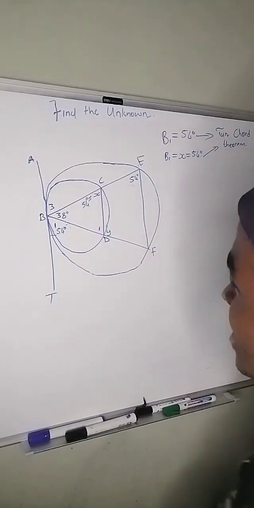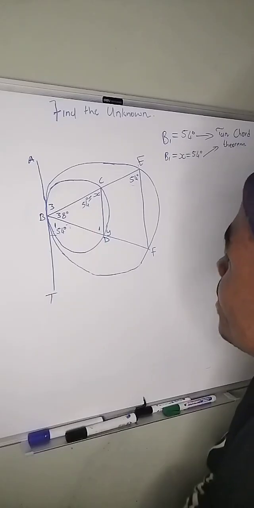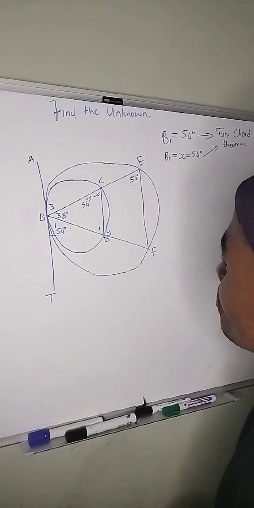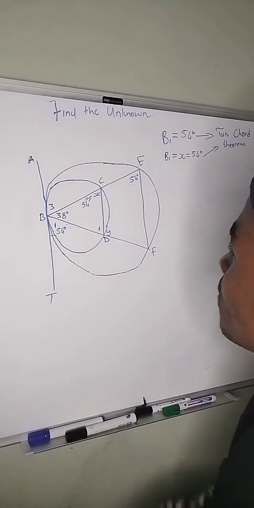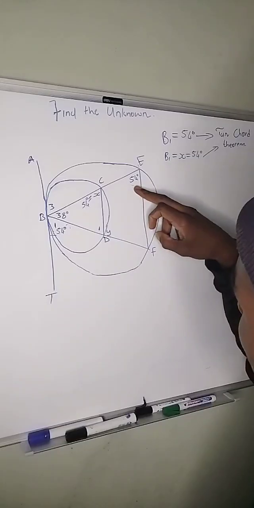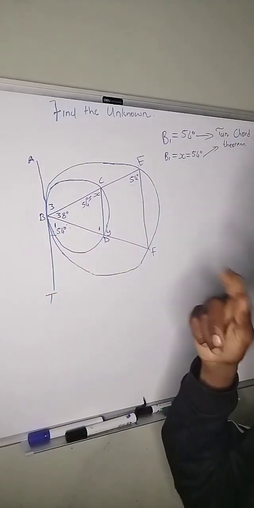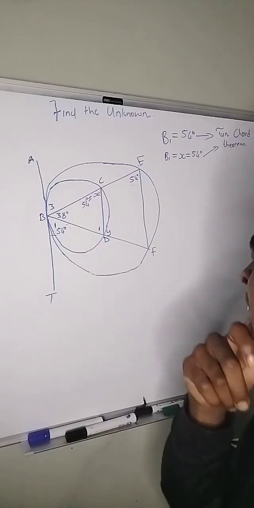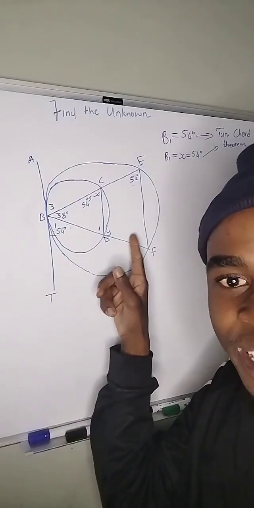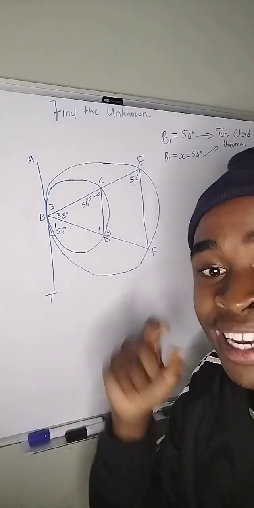Let's test. ABT parallel to EF. This is corresponding to that, and this. So guys, let's calculate the value of f. If we find f, that's when we can confirm whether this is going to be parallel.